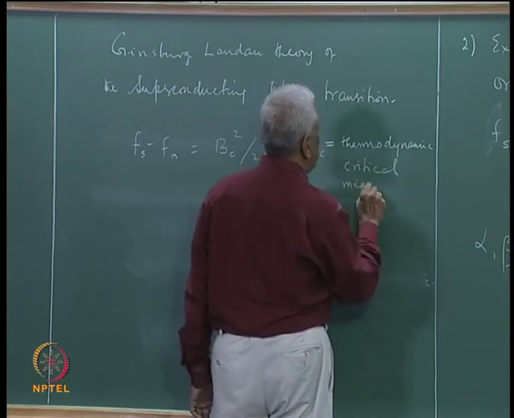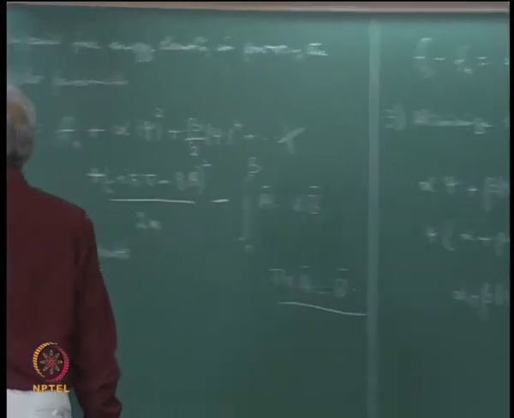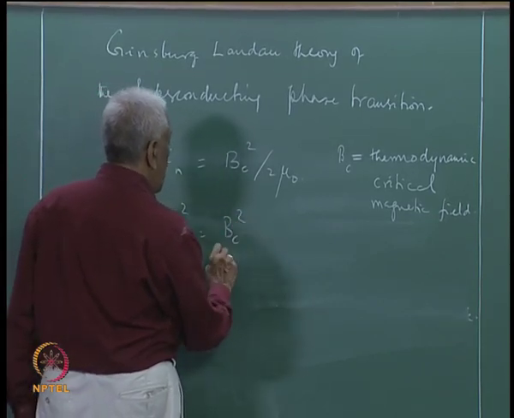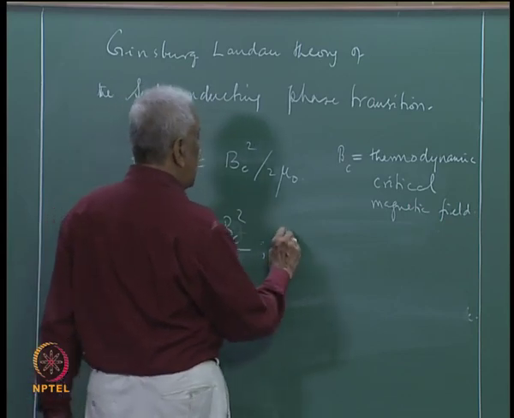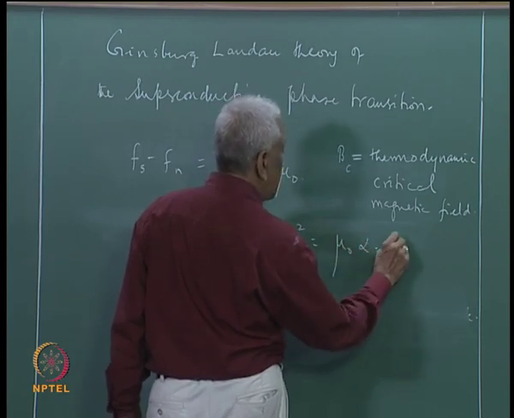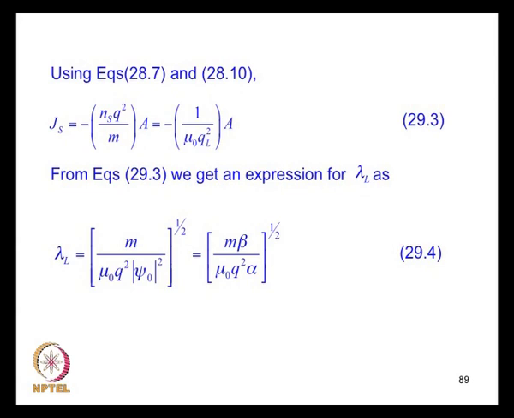Critical magnetic field. So, in terms of the Ginsburg Landau parameters, we therefore get alpha square by beta equals Bc square by mu naught. That gives me an expression for Bc square as mu naught alpha times alpha by beta. And we also know that the London penetration depth is ms by mu naught ns qs square. So, we can see that the thermodynamic critical field as given by the Ginsburg Landau theory can be related to the London penetration depth.